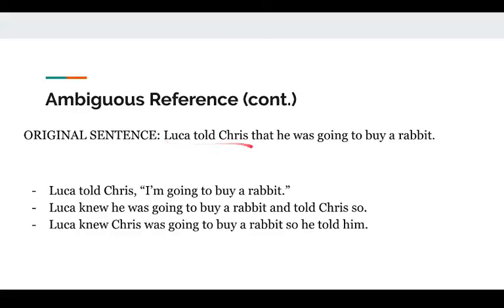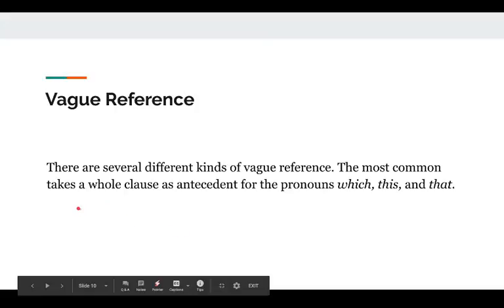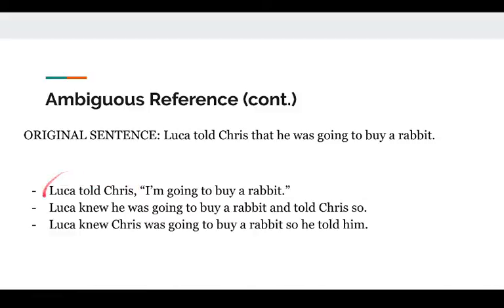Here, again, is the original sentence for reference. We can fix the sentence in many different ways. I just have three ways that I feel are very clear and popped into my head first. Luca told Chris, quote, I am going to buy a rabbit. Then here we have, Luca knew he was going to buy a rabbit and told Chris so. And this last sentence is, Luca knew Chris was going to buy a rabbit and so he told him. In the first sentence, we have Luca told Chris, so it's very clear that Luca is the one telling Chris that, because this is Luca's speech, he is going to buy a rabbit. That makes it clear that Luca in this case is buying the rabbit.